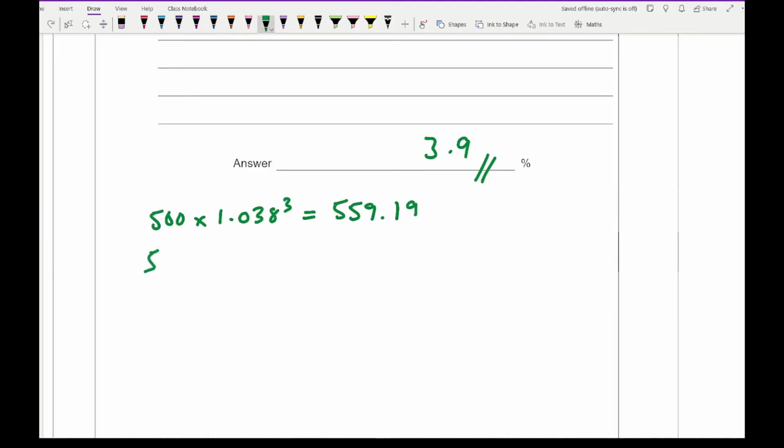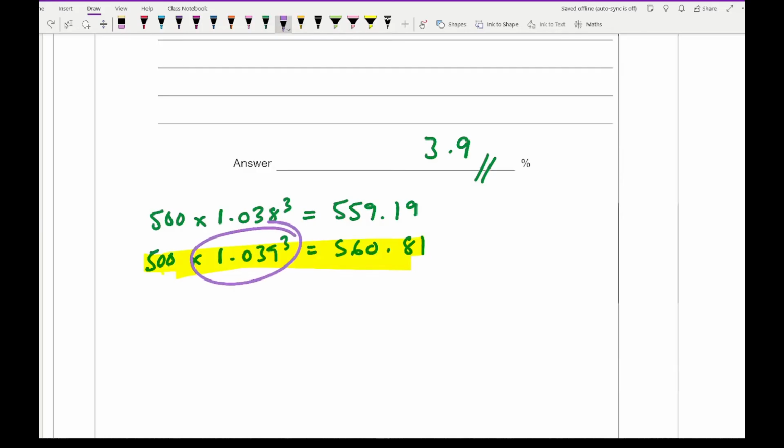And if I did 500 multiplied by 1.039 to the power of 3, that gives me 560.81 pence. And as you can see, that gives me an answer that's bigger than 560. So therefore, the correct percentage that I'm going to need for the account is going to be 3.9.